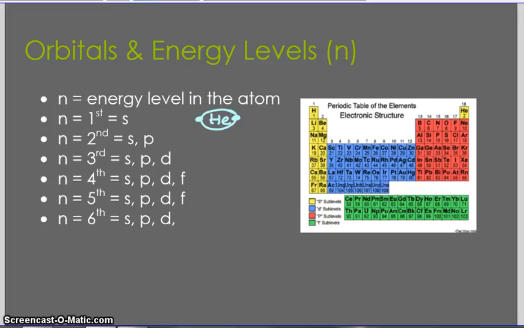Now in the third energy level, in addition to having an s and a p, it also has a d sublevel, which we just learned can hold up to 5 orbitals and therefore 10 electrons. Well, 2 from the s, 6 from the p, and 10 from the d will give us 18 total electrons.